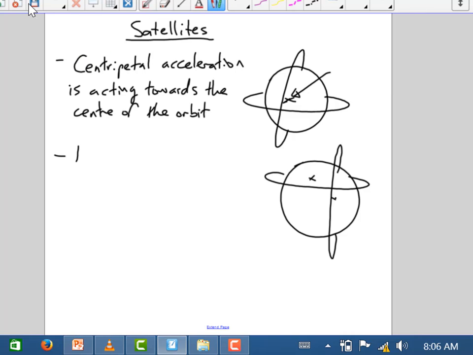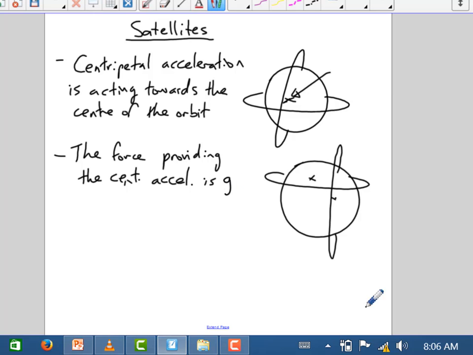Now, a force is needed for this. The force that's providing the centripetal acceleration is gravity. It's a gravitational force between two bodies. And lastly, you need to point out that that force acts between the centres of the masses.